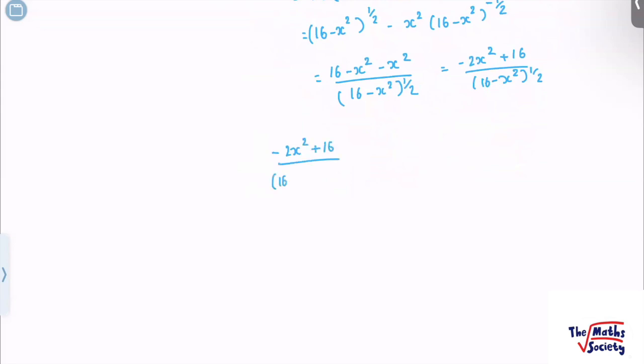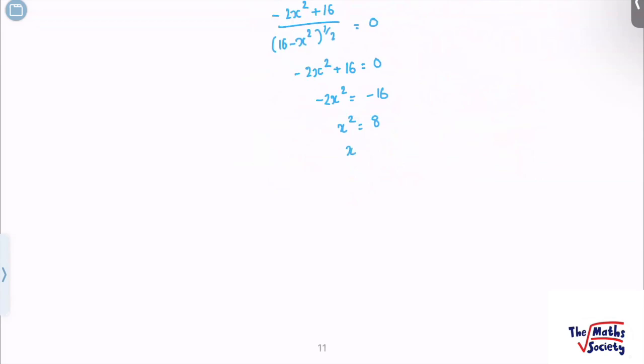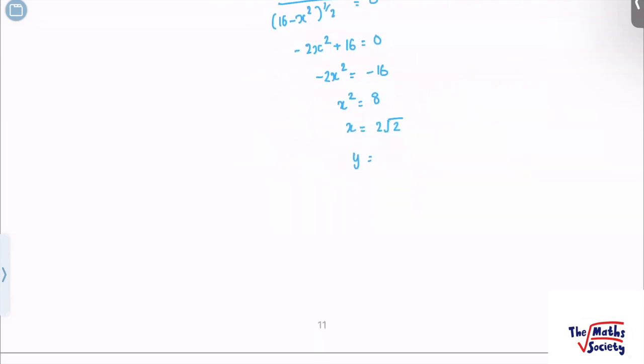C by 16 minus x squared, the whole power half, that's equal to 0. I have minus 2x squared plus 16 is equal to 0. Minus 2x squared equals minus 16, x squared is 8, x equals 2 root 2. Then you're just going to put it in y.